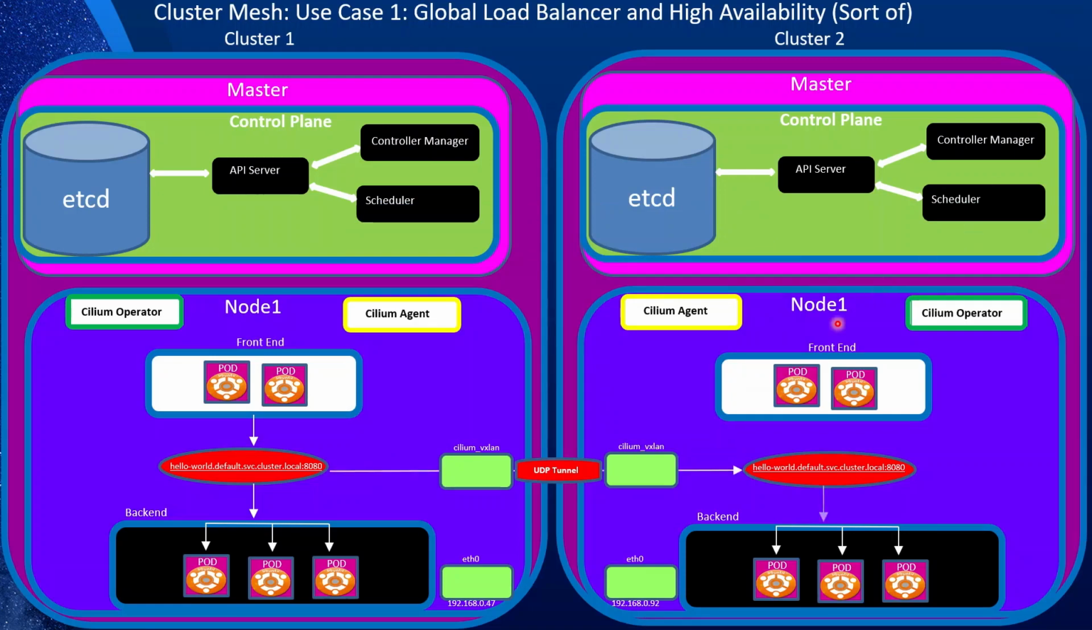So anyway, it goes now through this load balancer and then this pod replies. So this is how load balancing works across clusters. So let's talk about high availability and how that works.